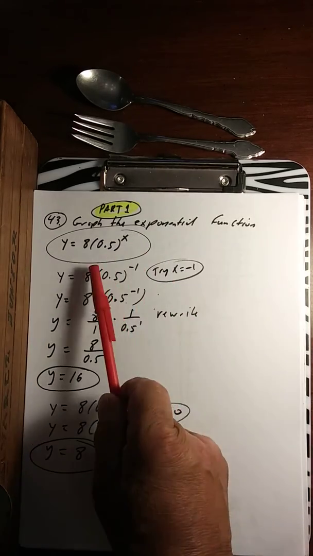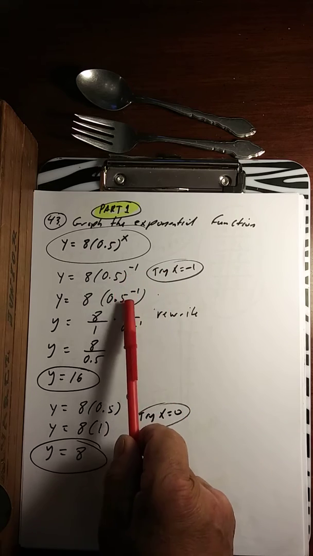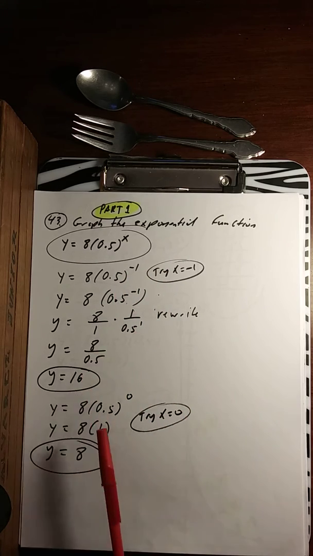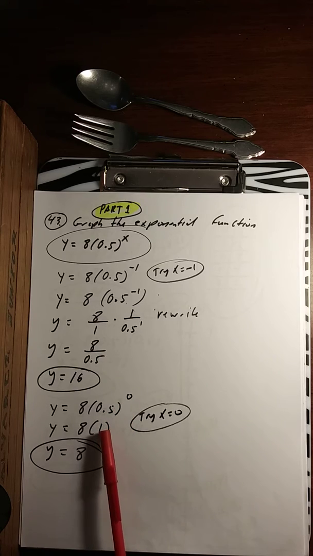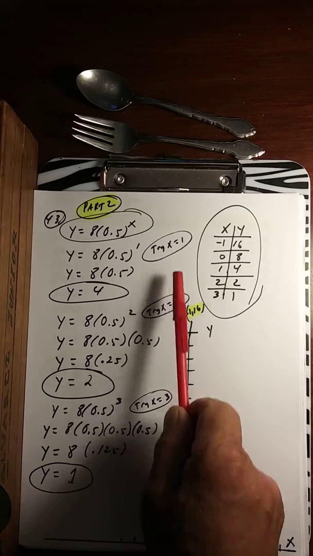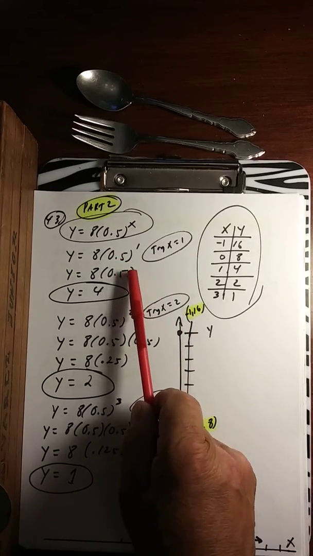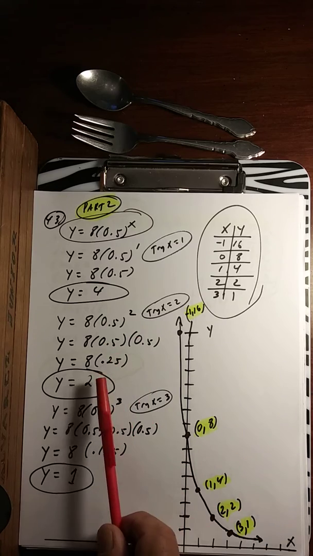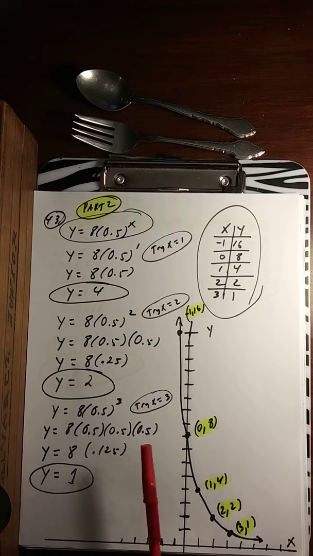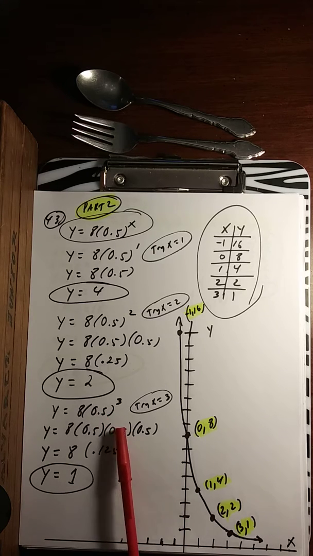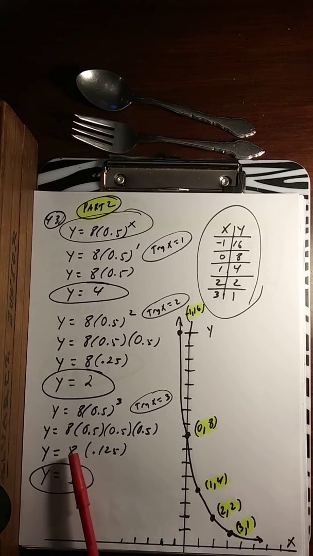Graph the exponential function. So put a negative 1 in there. That's going to be, rewrite it, 1 over 2 to the 1 power, divide those numbers, 16. To the 0 power is 1, and 1 times that is 8. Try 1 in there. To the 1 power is 0.5 times that is 4. To the 2 power, 0.25 times that is 2. Then 0.5 to the 3rd power is 0.125 times 8 is 1.